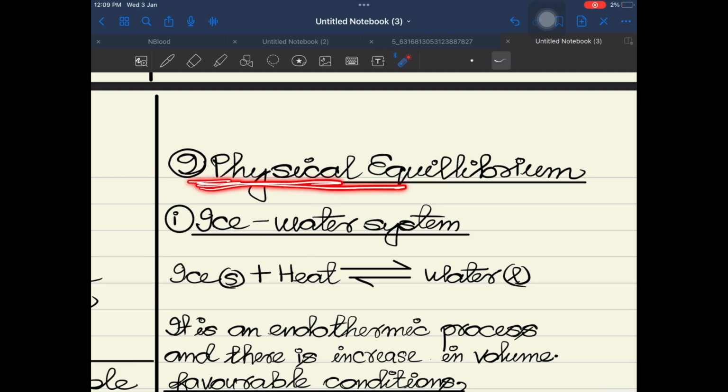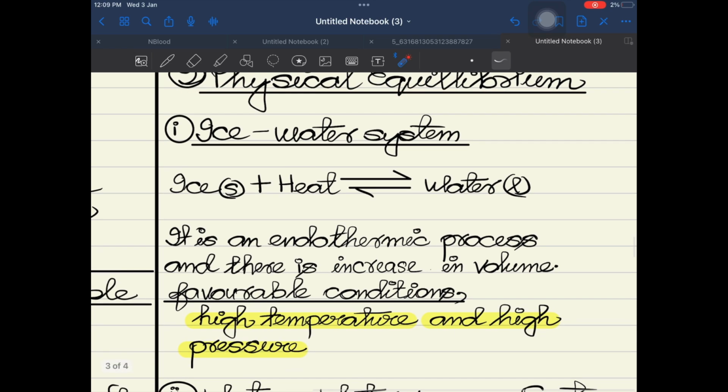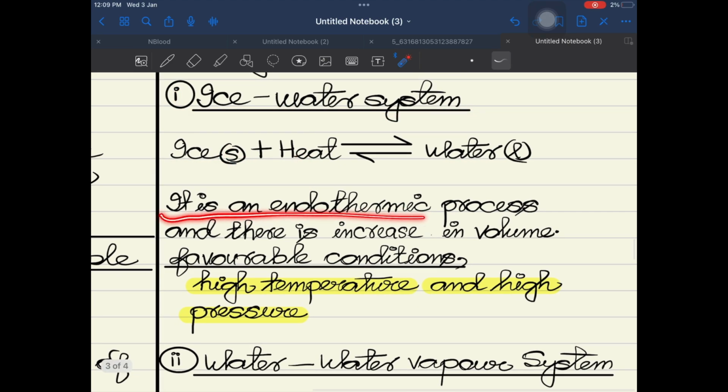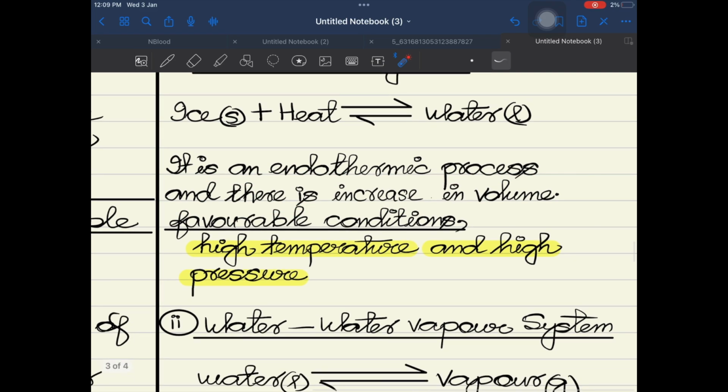Now the ninth point, that is physical equilibrium. The first point is the ice-water system. When ice is subjected to heat, that is an endothermic process, then we get water. It is an endothermic process and there is a decrease in volume, so the favorable conditions will be high temperature and high pressure.